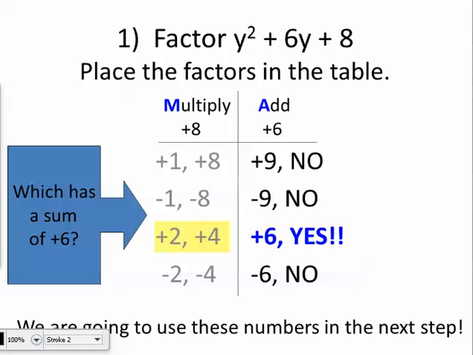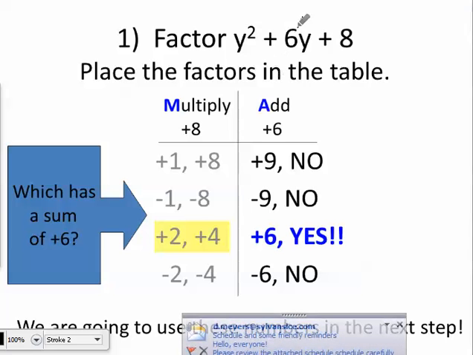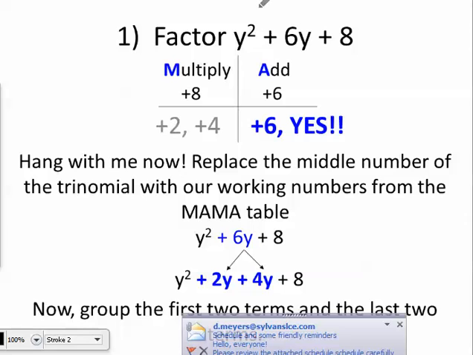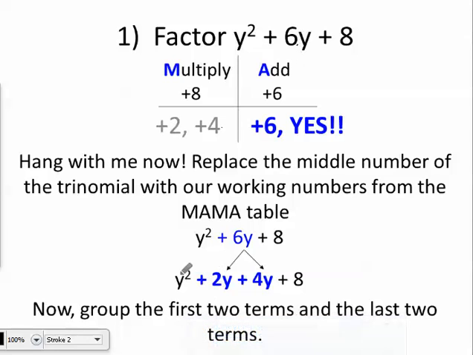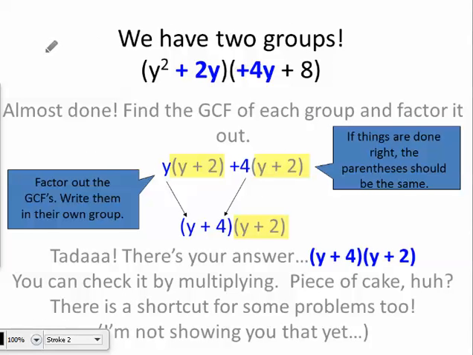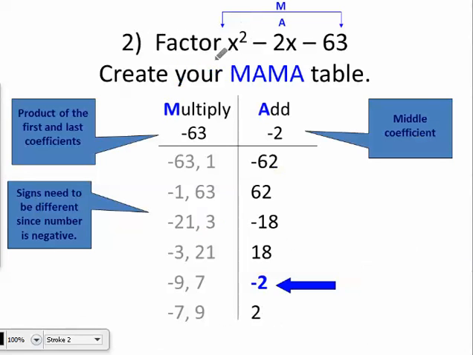We're now going to place those numbers, and we're going to break this equation apart. What do you mean? Well, I'm going to take that 2 plus 4 and replace the 6 with it. And it's going to be y squared plus 2y plus 4y plus 8. Now I've got 4 terms. If I've got 4 terms, I can go ahead and group them together. Factor out the y here, factor out the 4 from here, y plus 4, y plus 4, and y plus 2. I just factored it.